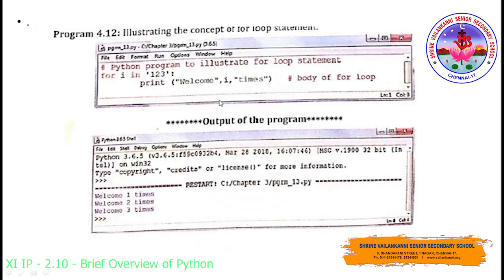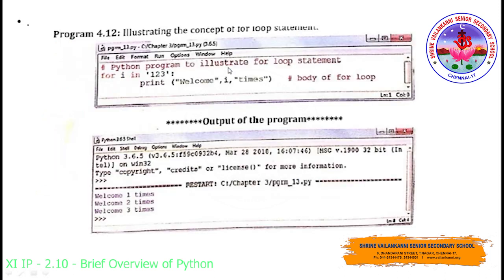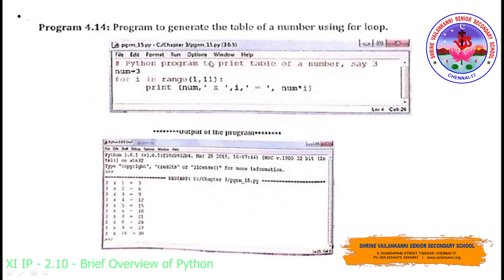You got it? In the previous programs, you would have given all the numbers starting from 1 till 10. So the program can alternatively be written with the help of the range function. So range of 1, 11, if you give, what will happen? Starting from 1 till 10, it will automatically iterate.